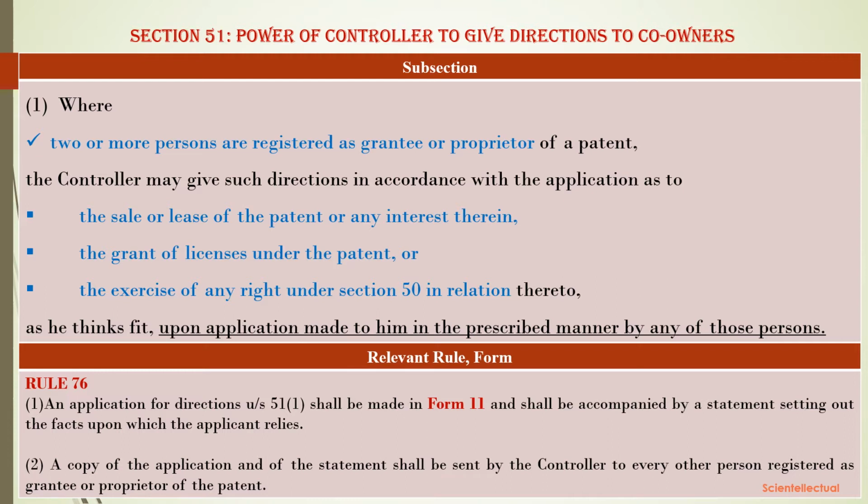The relevant rule and form is Rule 76, which says an application for direction under section 51 subsection 1 should be made in form 11 and shall be accompanied by a statement setting out the facts upon which the applicant relies. A copy of the application and of the statement shall be sent by the controller to every other person registered as grantee or proprietor of the patent.